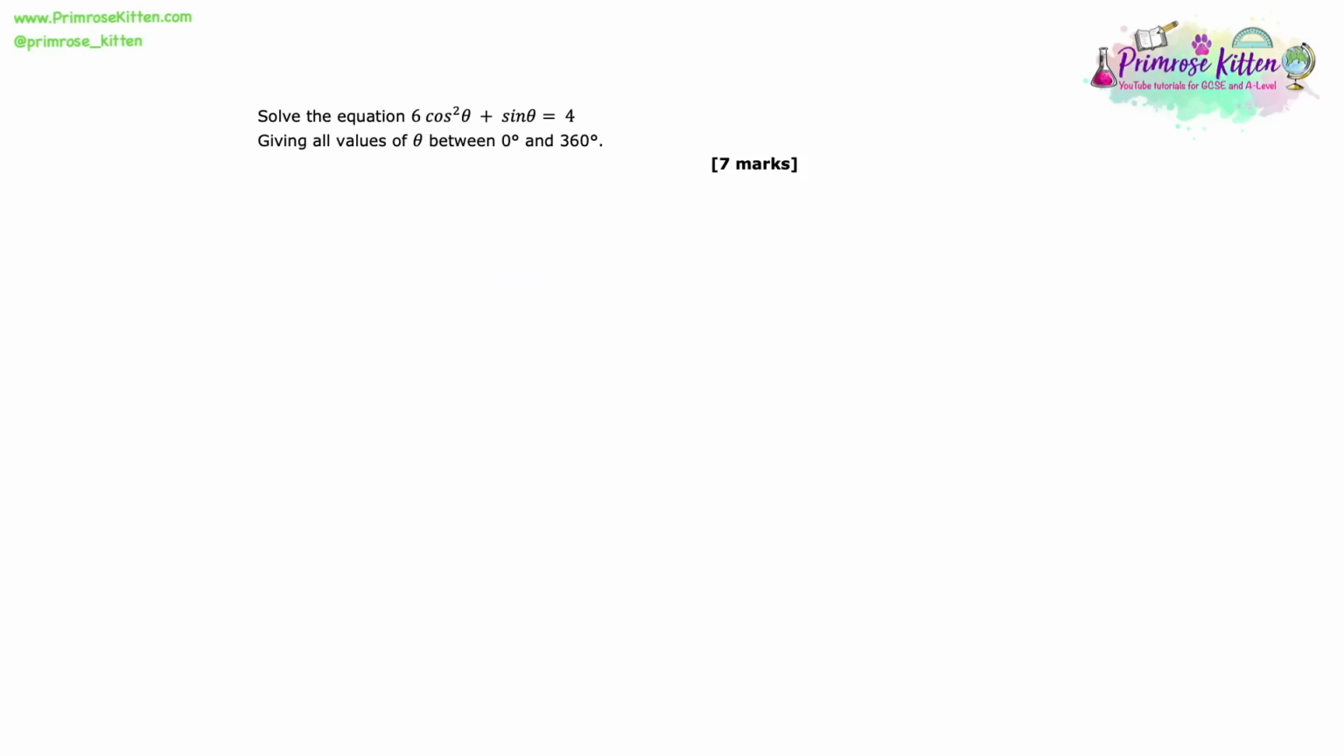Here we need to solve the equation 6 cos squared theta plus sine theta equals 4. And we're asked to give all values of theta between 0 degrees and 360 degrees. So the first thing we need to do is to identify which equation to use. And at AS we only know two. We know that sine squared plus cos squared equals 1, and we also know sine over cos equals tan.